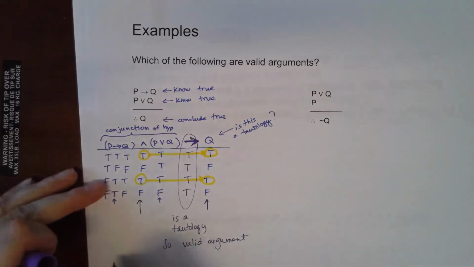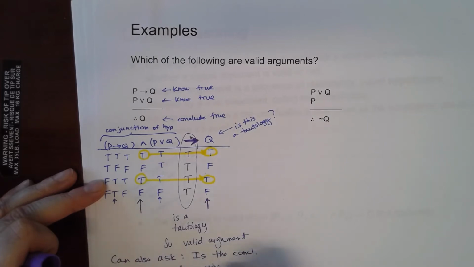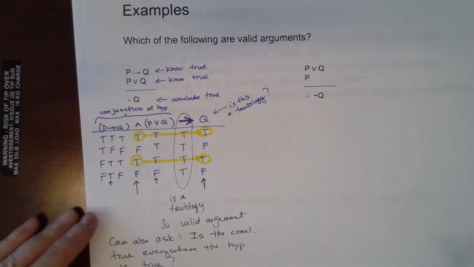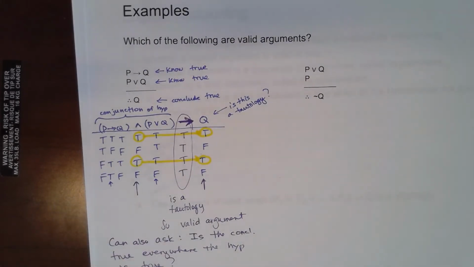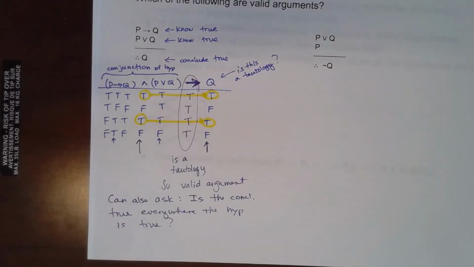So you can also ask, is the conclusion true everywhere the hypothesis is true? If the answer is yes, it's a valid argument. If the answer is no, it's not a valid argument. Okay, so sometimes that might be a little bit easier. Let me move this up. Okay. So maybe let's try that approach on this next one.